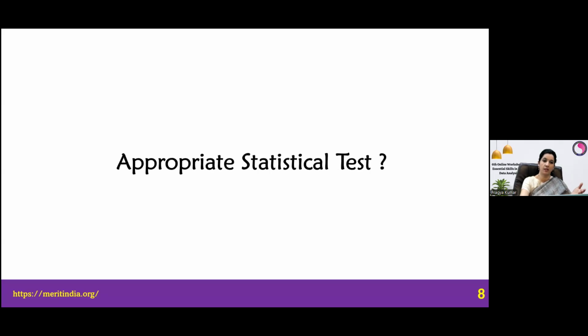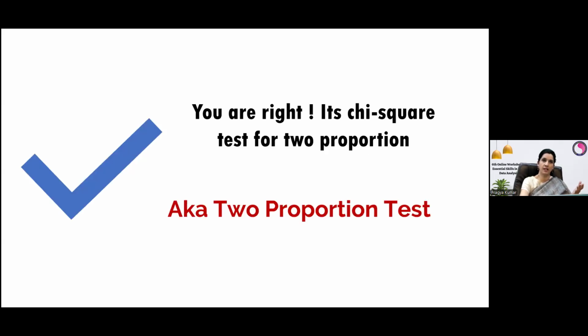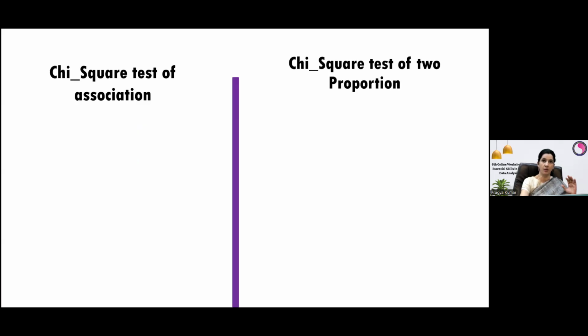And the appropriate statistical test for this type of situation is also known as the chi-square test of 2 proportion. Why 2 proportion? Because it is a binomial proportion. Something is there and something is not there.